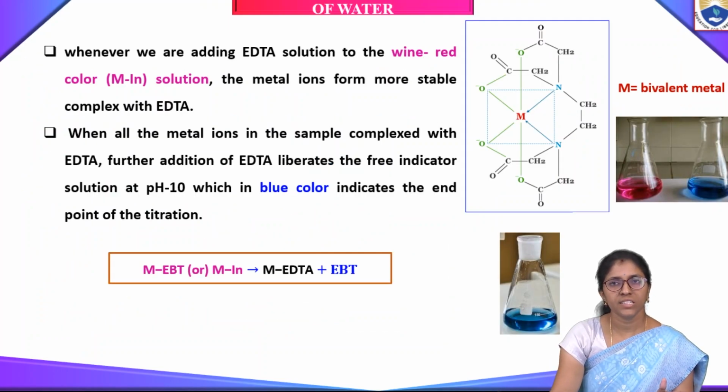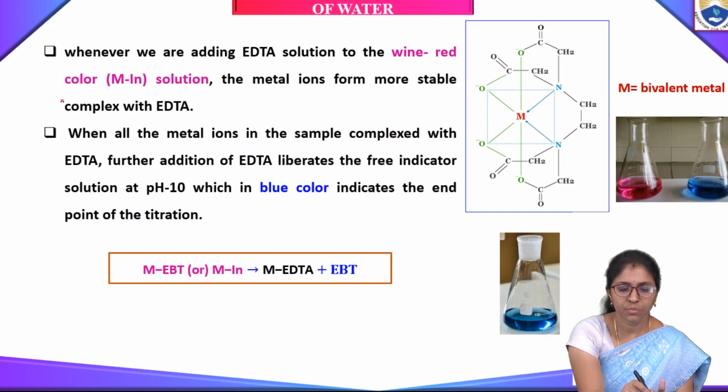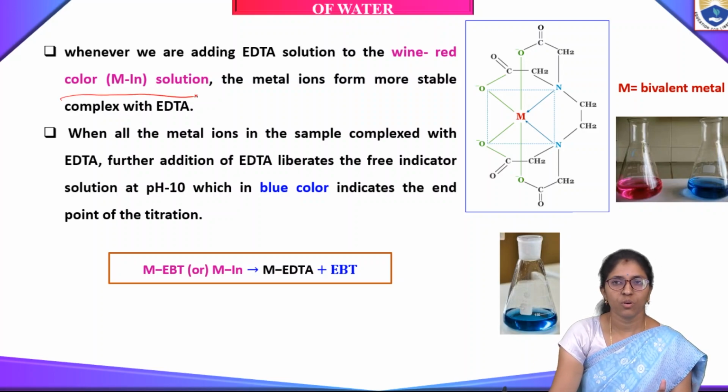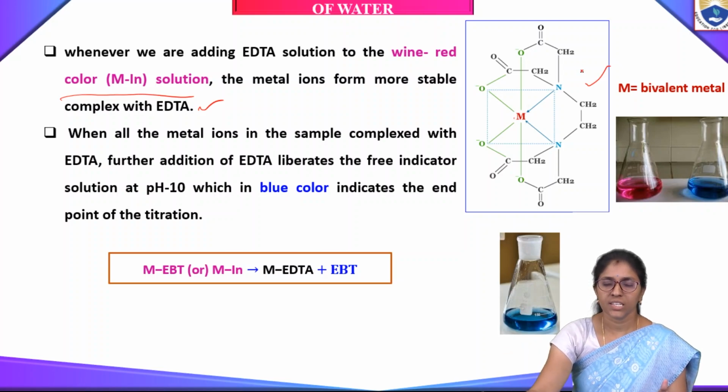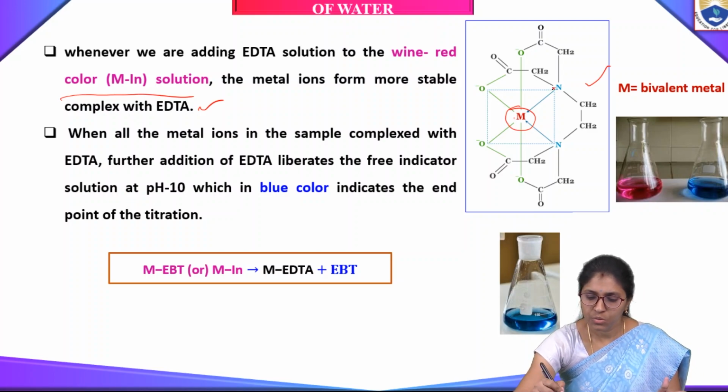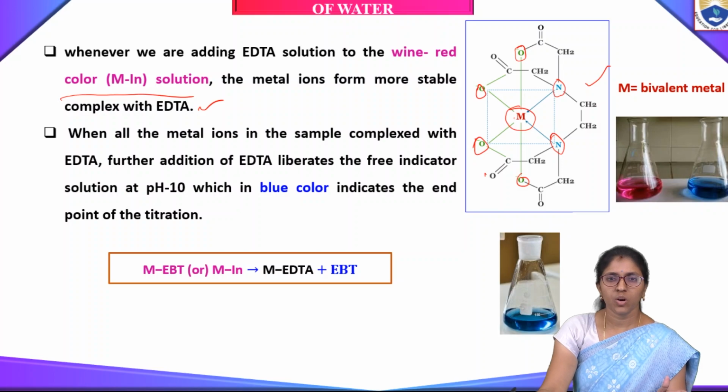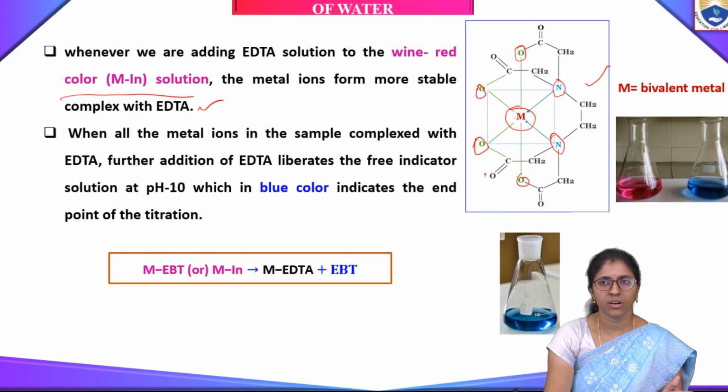Whenever we add EDTA solution to the wine red metal-indicator solution, the metal ions form more stable complexes with EDTA. Here the bivalent metal, either calcium plus 2 or magnesium plus 2, forms a complex with EDTA. The 2 nitrogens and 4 oxygens of EDTA form coordinate covalent bonds with the metal.